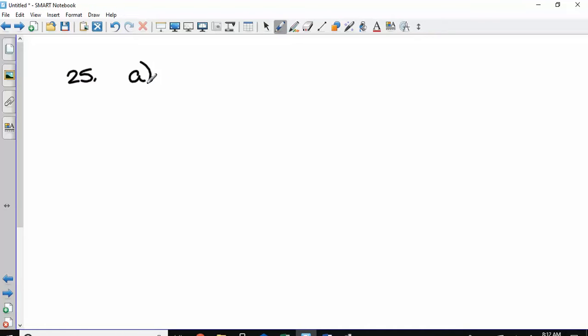So on A, we have x plus 2. I would ask you to factor anything that you can. So x squared minus 9, that would break into x plus 3 times x minus 3.